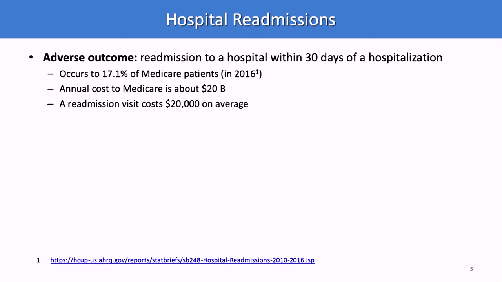When a patient leaves a hospital, if they come back within 30 days, right now in the US, the government basically penalizes hospitals if that happens very frequently, and their payments get adjusted for that. This is a phenomenon that is actually pretty common. The latest number for the annual cost of that to Medicare used to be a bit larger, but it is about $20 billion, and a single readmission visit costs about $20,000 on average.